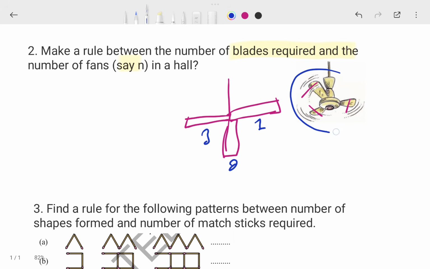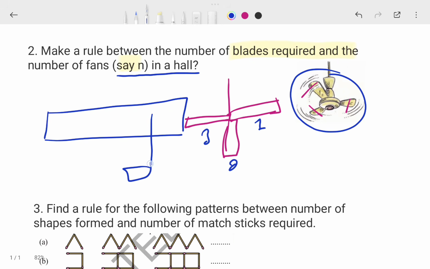So if you want to put this fan into the hall, then how many blades would you require? Let's suppose the number of fans in the hall is n. So let's suppose this is a hall, and in this hall there is only one fan, which has 3 blades. Let's suppose another will also be there, but we don't know how many fans are there in the hall.